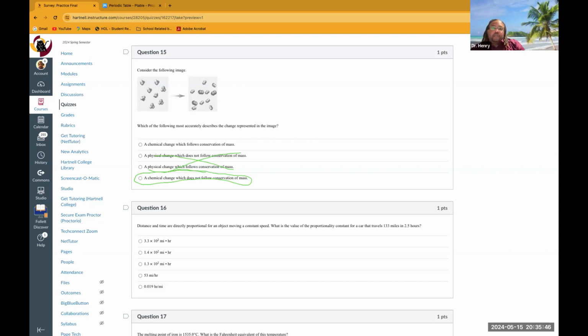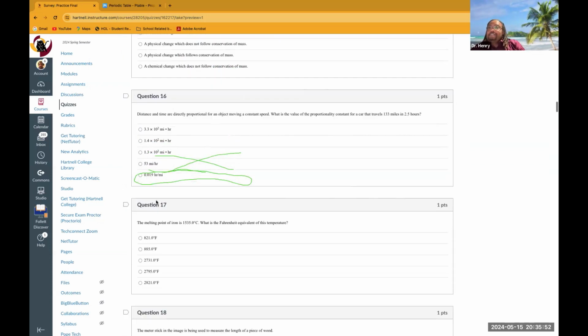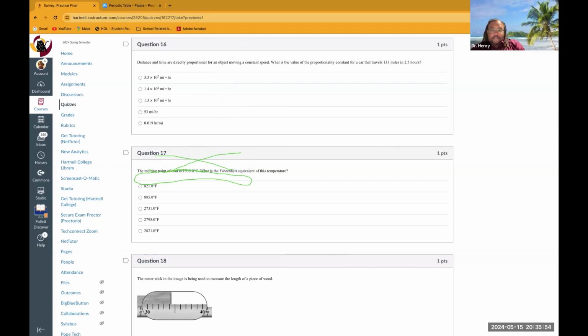Okay. The next one, number 16. It says, distance and time are directly proportional for an object moving at constant speed. What is the value of the proportionality constant for a car that travels 133 miles in 2.5 hours?